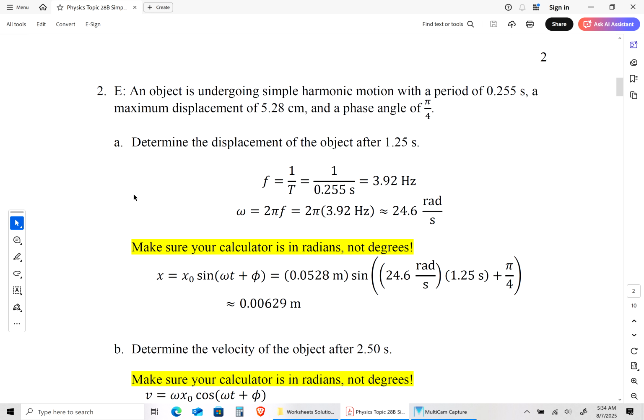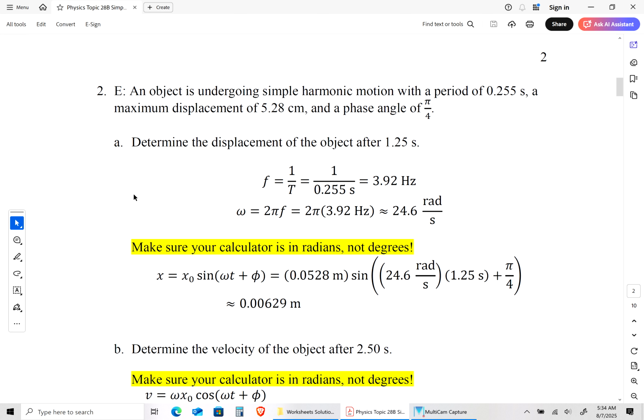Question 2. An object is undergoing simple harmonic motion with a period of 0.255 seconds, a maximum displacement of 5.28 centimeters, and a phase angle of pi over 4. So part A, determine the displacement of the object after 1.25 seconds.